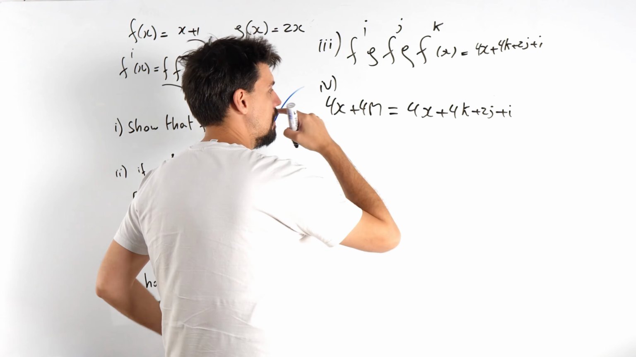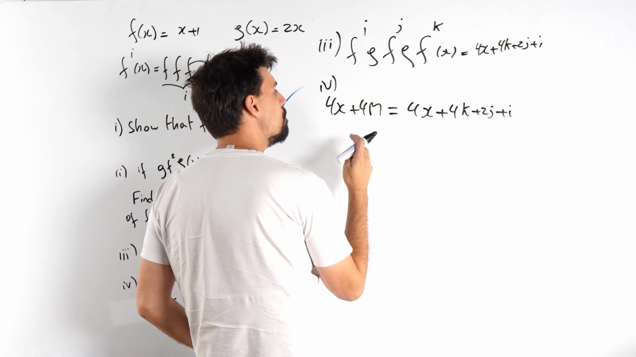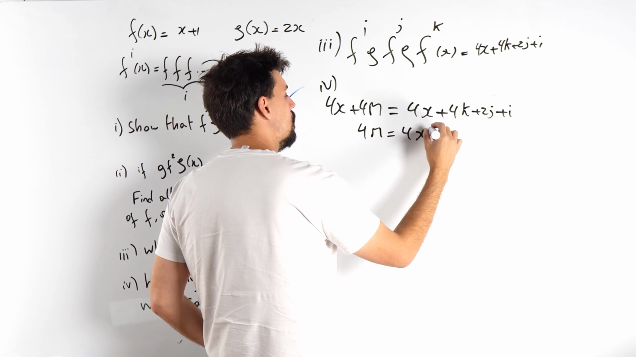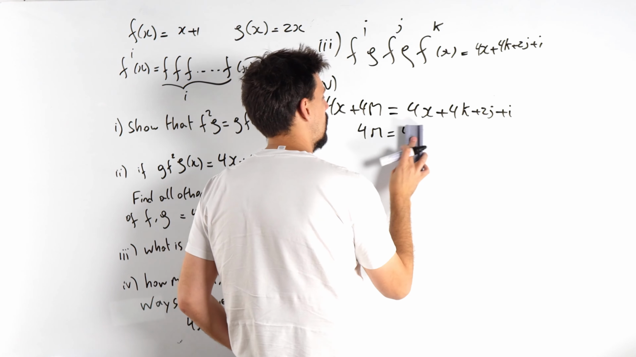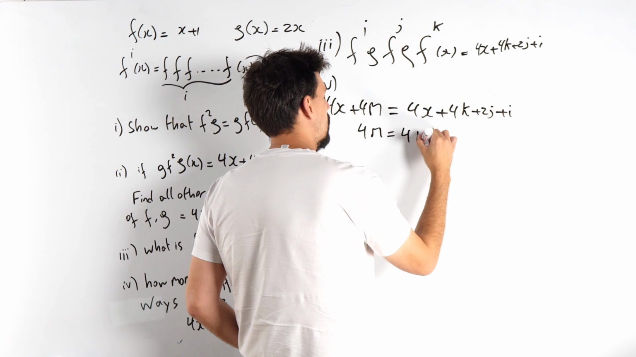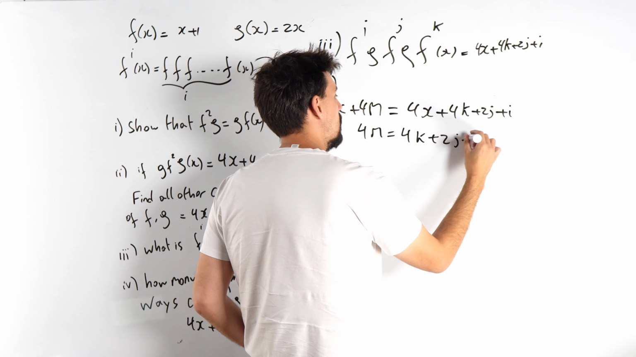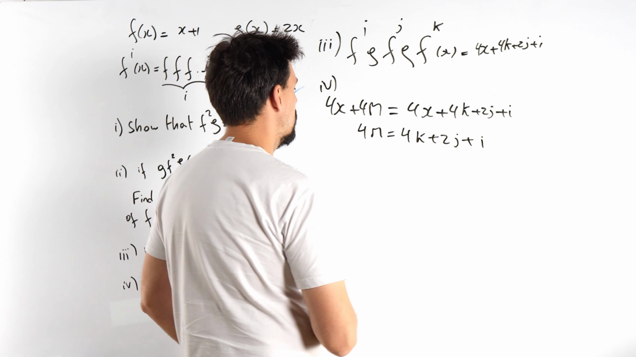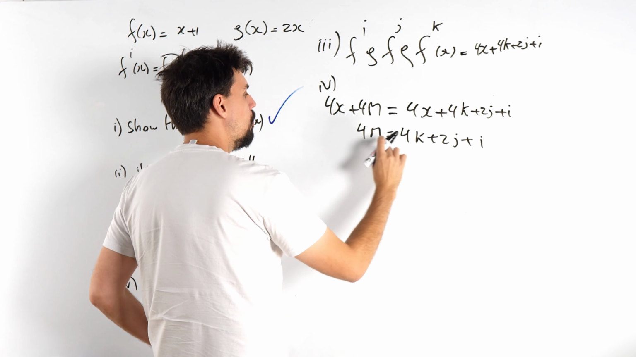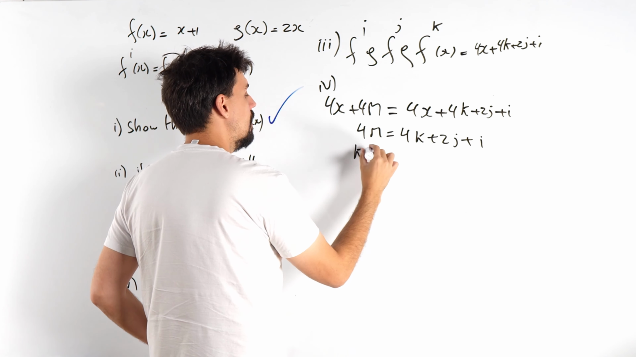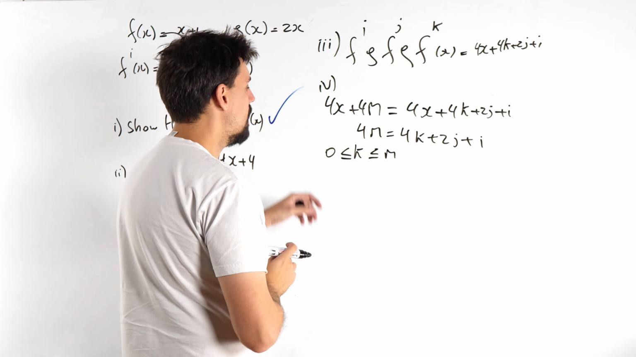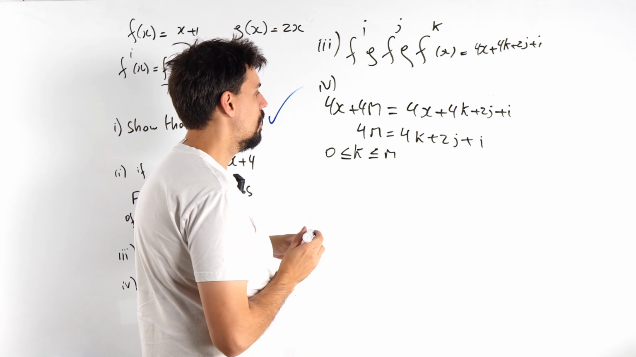We're going to assume m is an integer, just double checking my question there. So 4m is 4k plus 2j plus I. Now, it might help us a little bit to rearrange it this way, but what we can see here is k can be anywhere between m and 0, right?